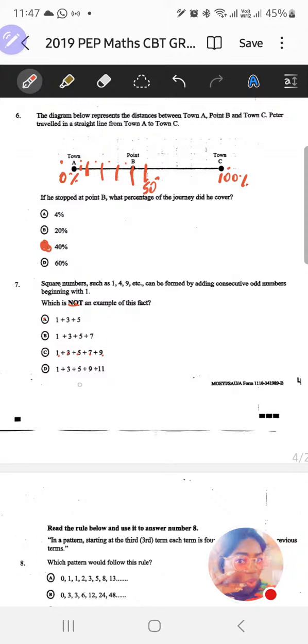1 plus 3, 4. 4 plus 5 is 9. 9 plus 9, 18. 18 plus 11, 29. Right. But there are two things here that tell us that this example is not matching this fact. It's a non-example. Because first we have 29, which is not a square number. Second, 1, 3, 5, the next consecutive odd number would be 7. So therefore D is not an example of this fact.